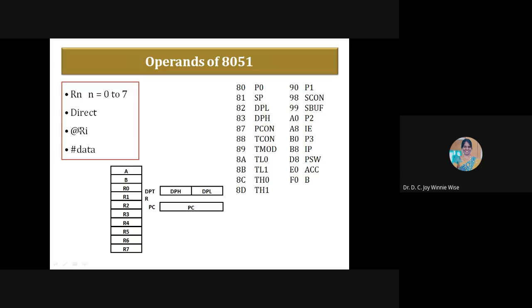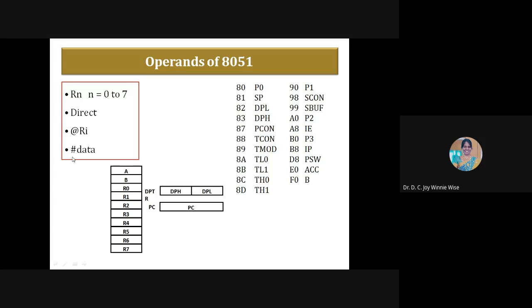And @Ri means at that memory location. In 8086, we would put that in square brackets. Let's take an example, R0. R0 contains the value E0, R0 is equal to E0. This is indirect addressing, @R0. What does E0 refer to? The accumulator. So the data in that memory location. When we see the examples, we will understand clearly.